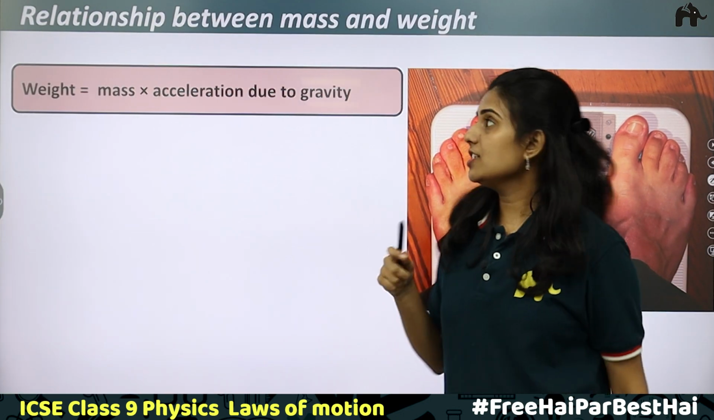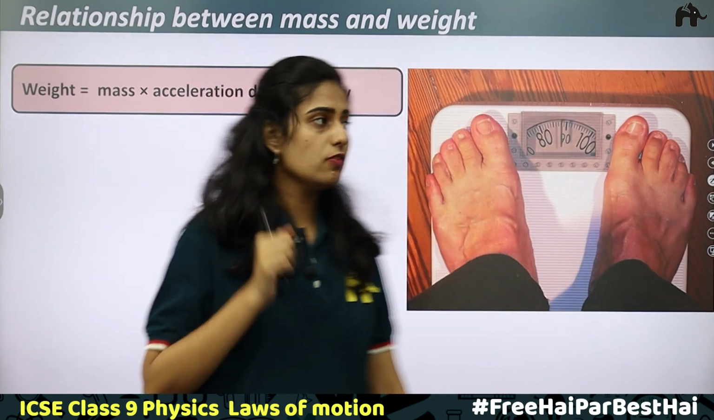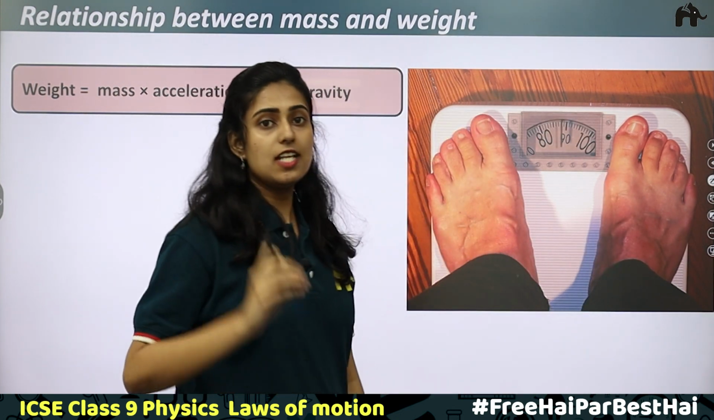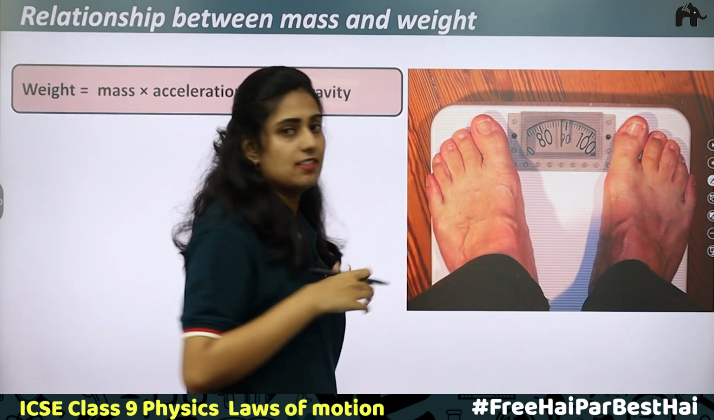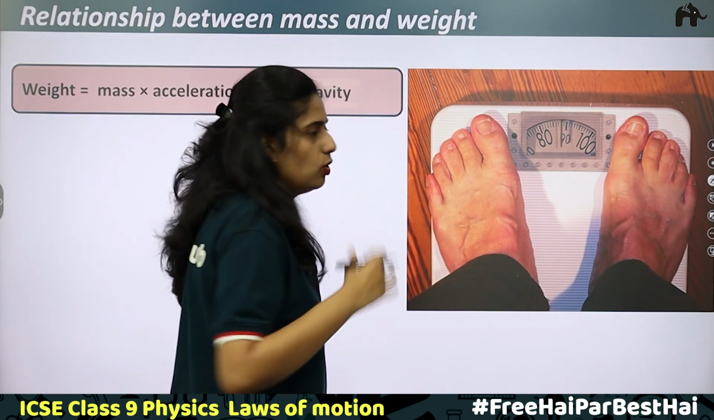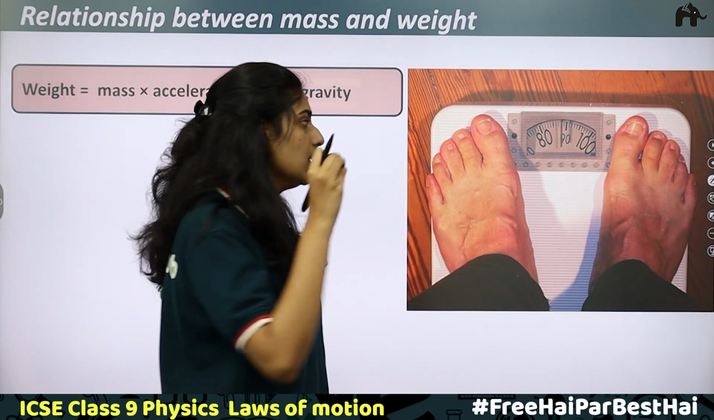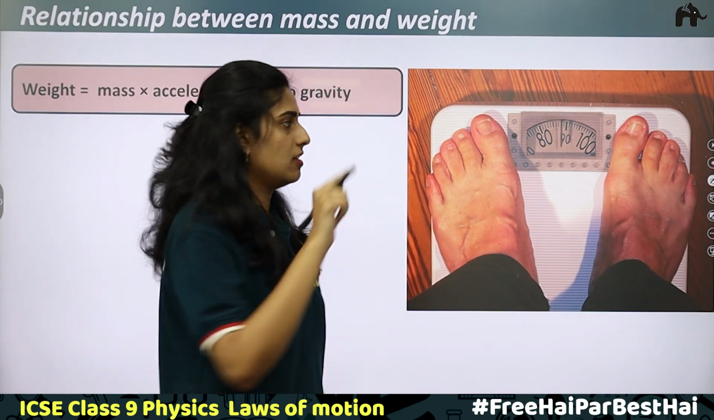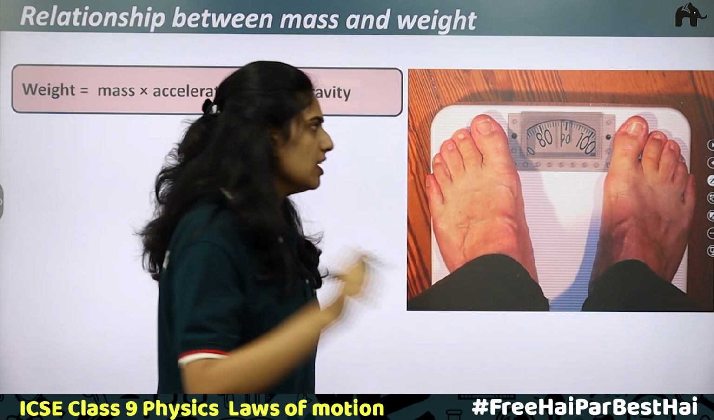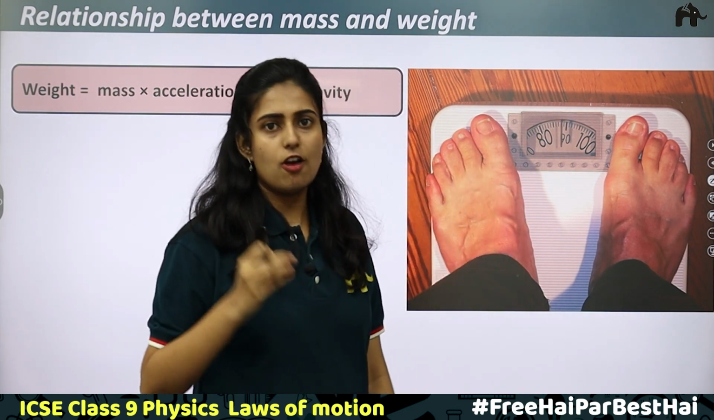Okay, relationship between mass and weight. When you stand on a weighing machine, is it actually the mass or the weight? We say my weight is 60 kilogram or 50 kilogram. What does it mean? We are measuring it in kilogram. Yes, we have studied that the unit of weight is Newton. So here we don't say 60 Newton or 50 Newton.